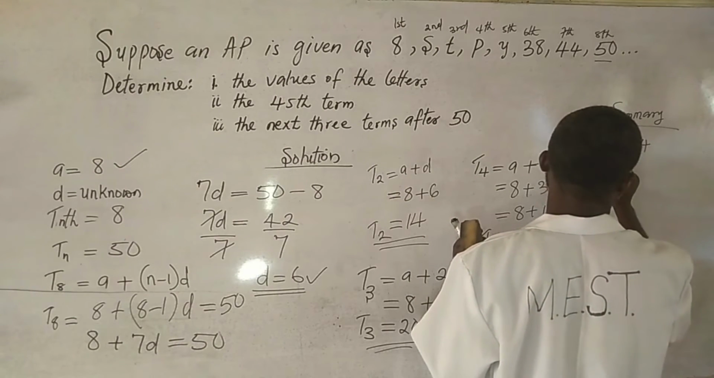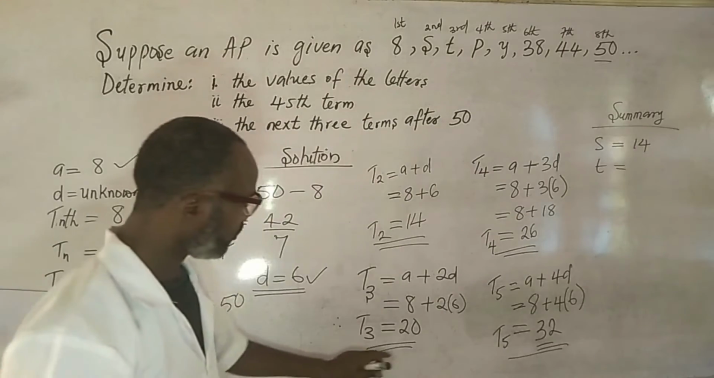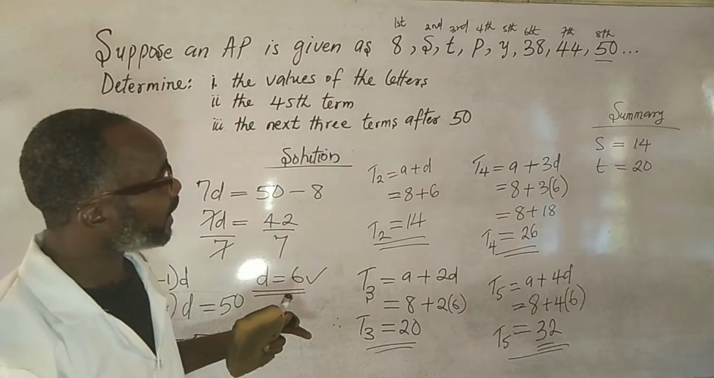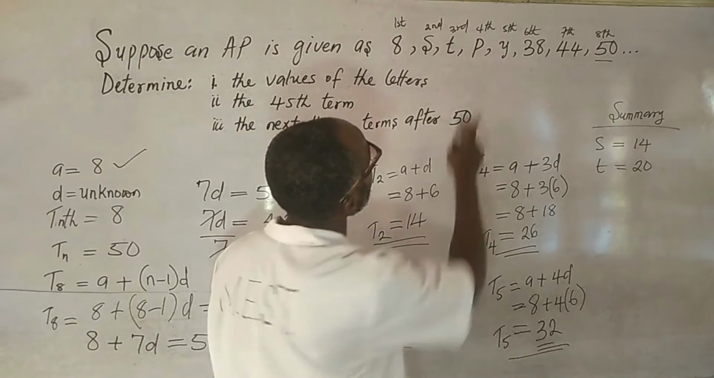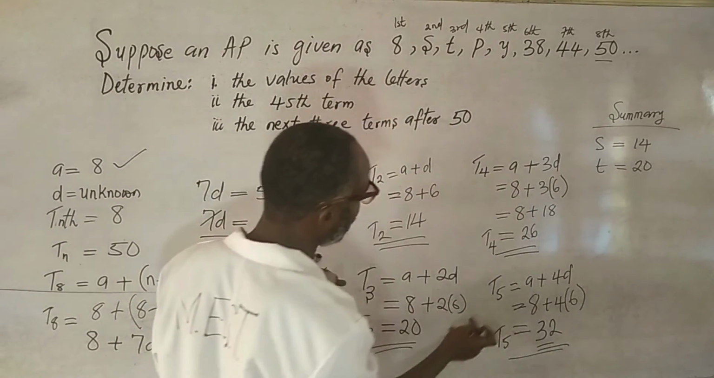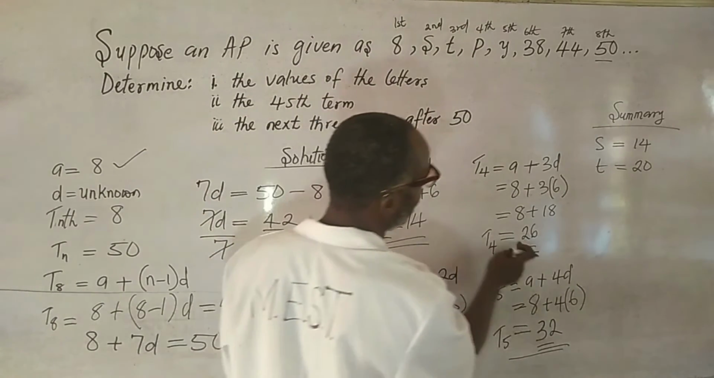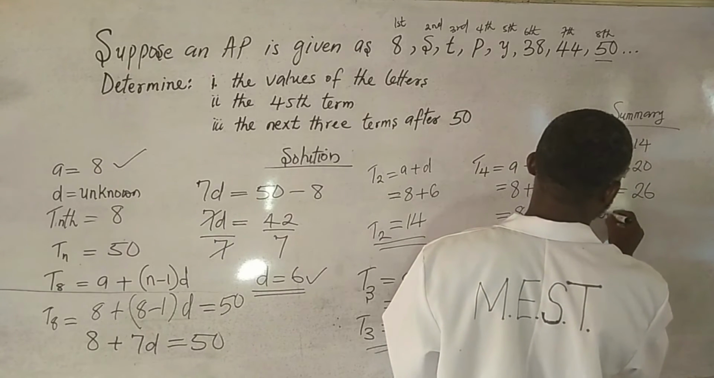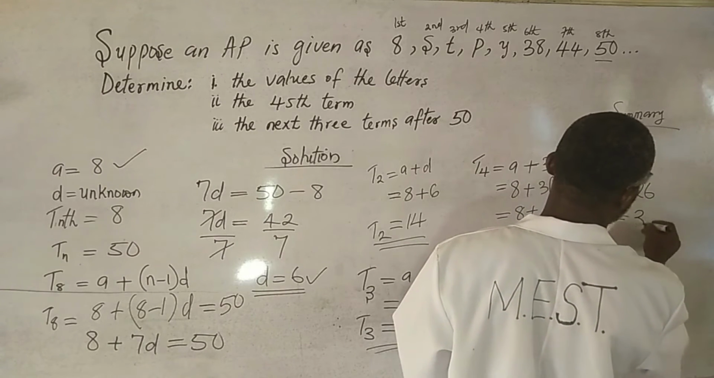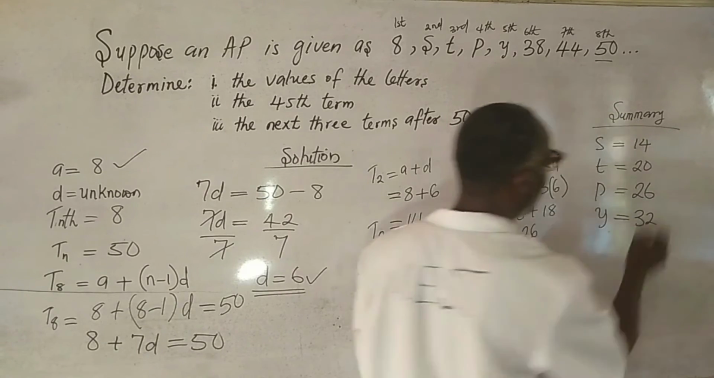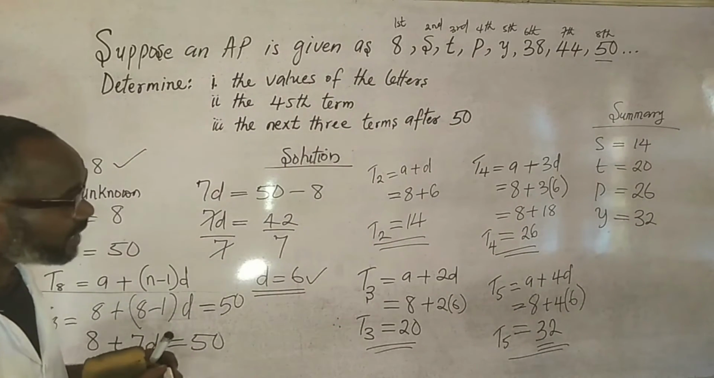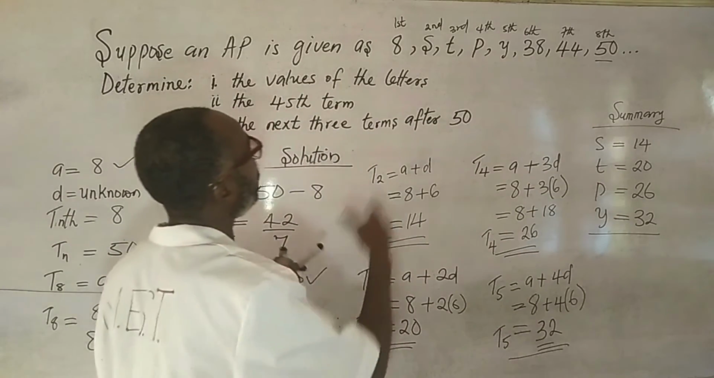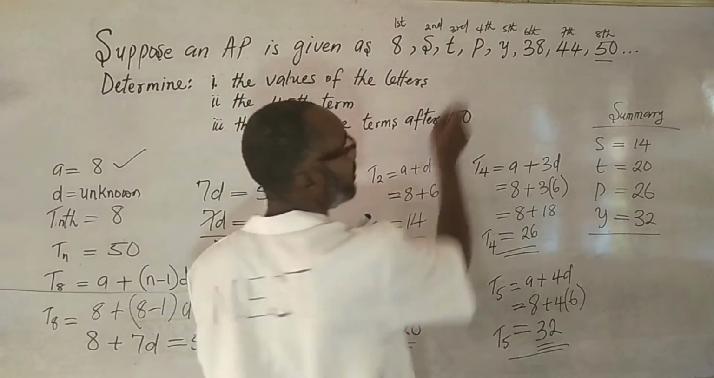The letter T has value 20, okay? And then we go again that the letter P has value 26, okay? Then letter Y has value 32. These are the values of these letters found. Quickly, we've done this. We have found x, t, p, y, respectively.